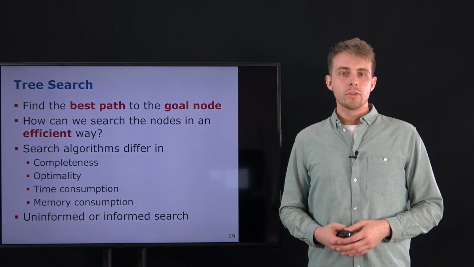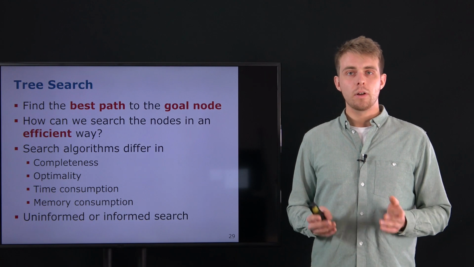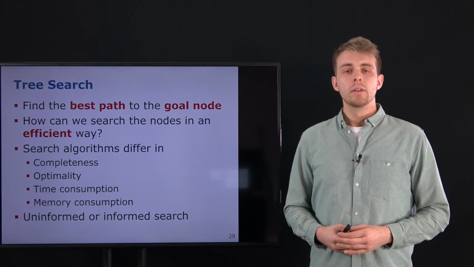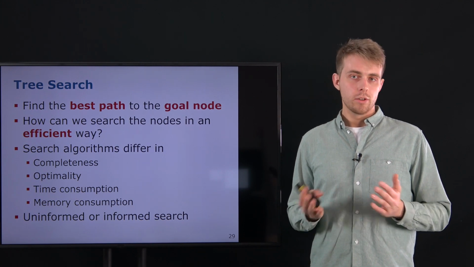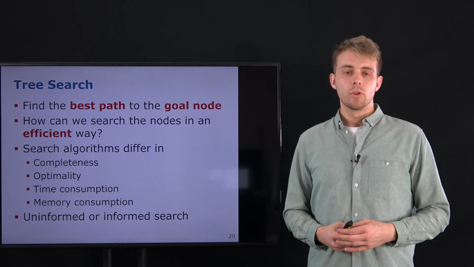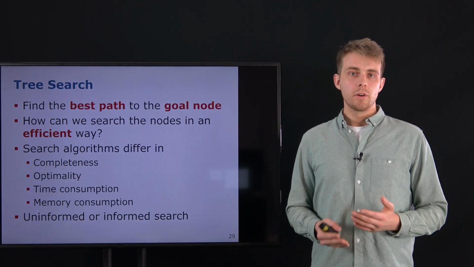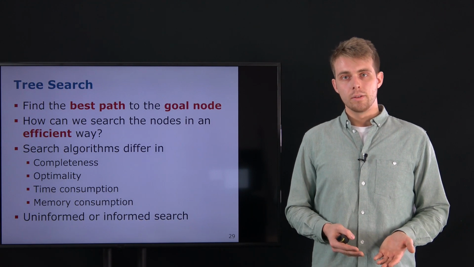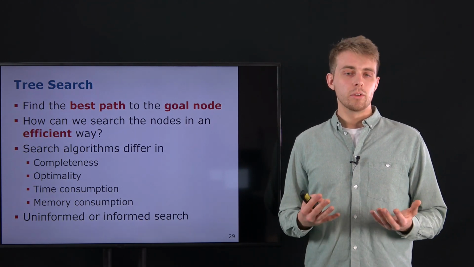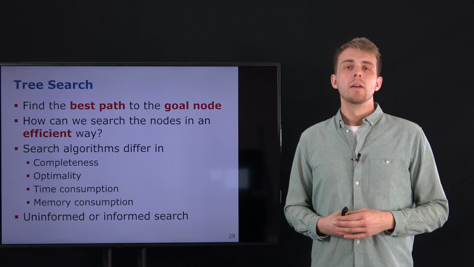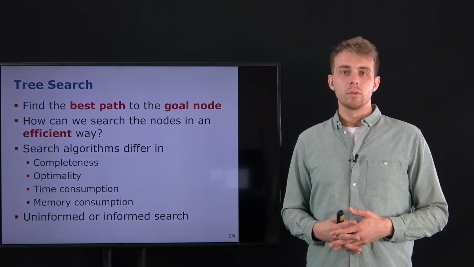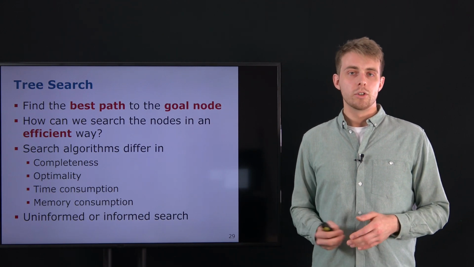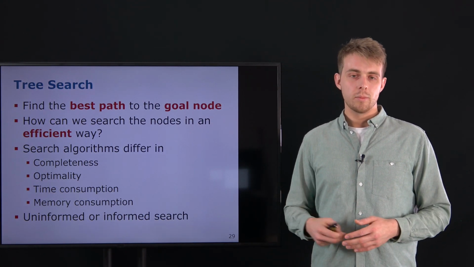Okay, coming now to the tree search, we want to find the best path to our goal node. And there are different strategies to do this. We will differentiate between the strategies in terms of completeness. That means, if there is a solution, are we going to find it? There is also the metric of optimality. Is the search algorithm optimal? So if you find a solution, is it really the best one, the optimal one, or is it just one of many solutions but not the best?